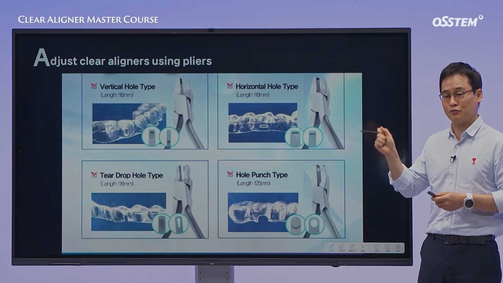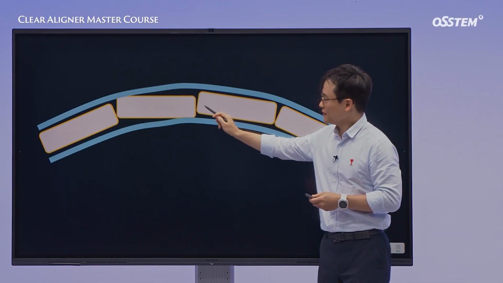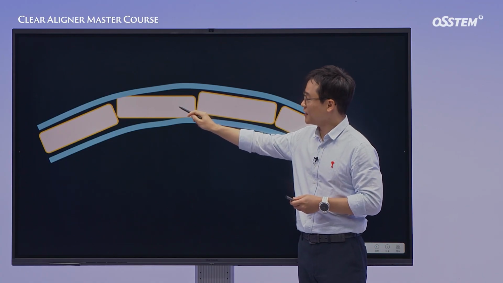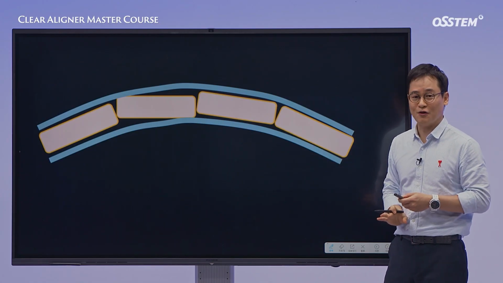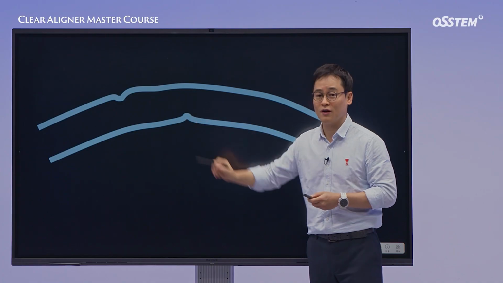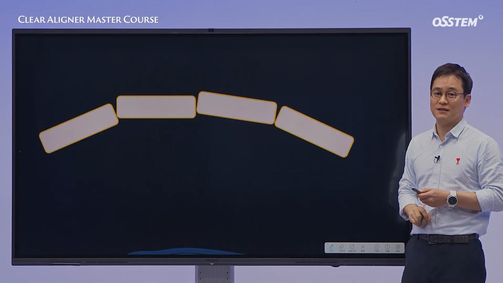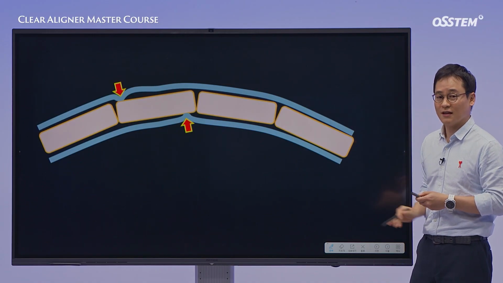Lastly, we can make small adjustments to the aligner using a dedicated plier. If we want to slightly rotate tooth number 41, we can bend the aligner a bit using this plier. Adding these small convex bends to the aligner can generate forces that help upright the tooth. Using this principle, we can address this case as well.